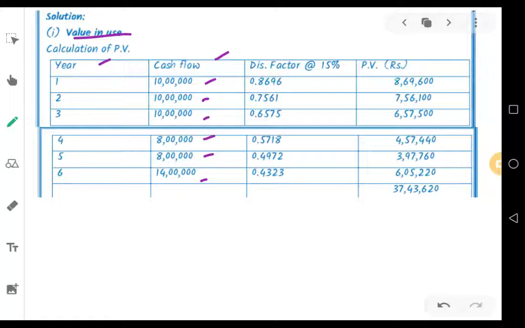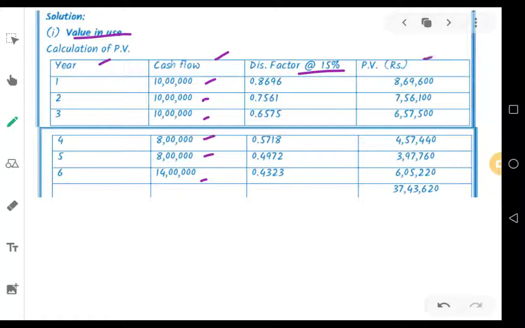Then discounting factors at 15%. This present value discounting factors will be given for us in the question itself. So 0.8696, 0.7561, 0.6575, 0.5718, 0.4972, 0.4323. Even if discounting factors are not given in the question, we can calculate them, but you need not worry about that because the question paper will supply you with the discounting factors.